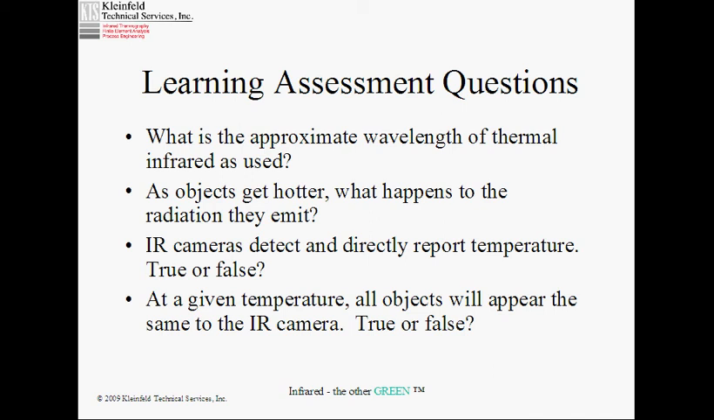More radiation. Okay. IR cameras detect and directly report temperature. True or false? False. Okay. What they detect is the radiation. We interpret it as temperature by looking at what's the temperature being reflected from it, and what's its emissivity and reflectivity of the object that you're looking at. At a given temperature, all objects will appear the same to the infrared camera.